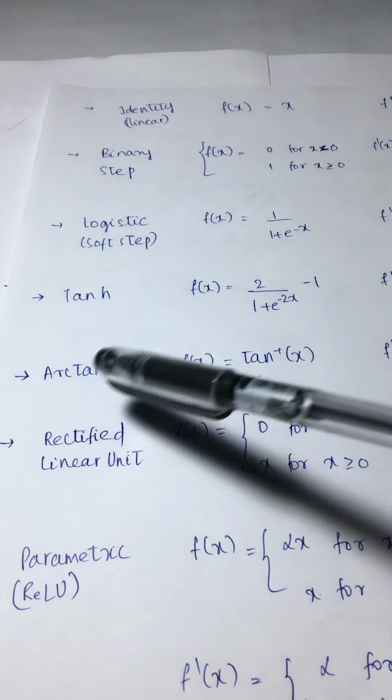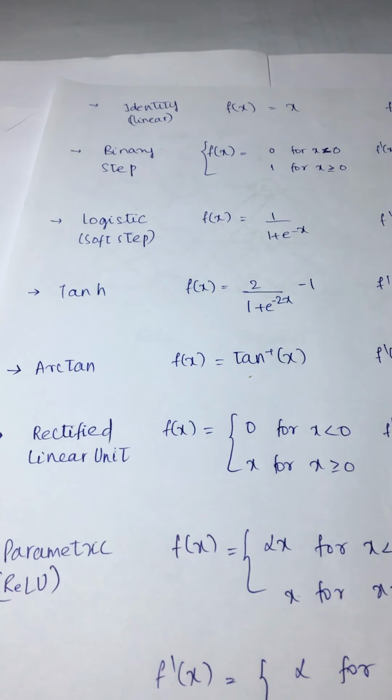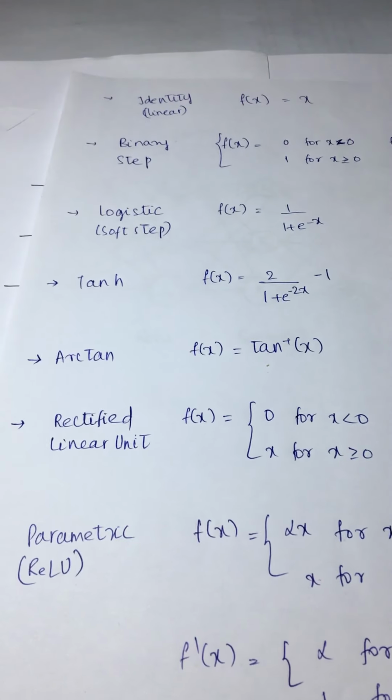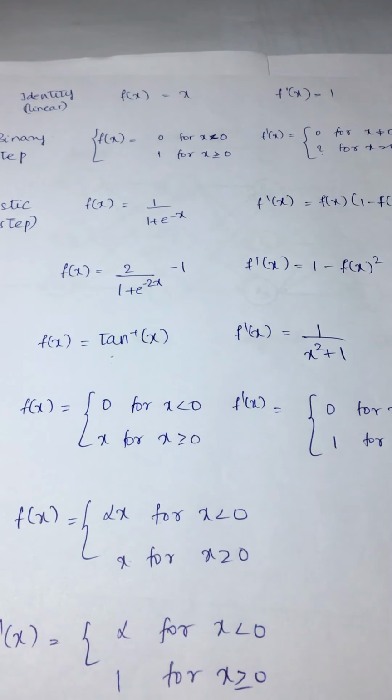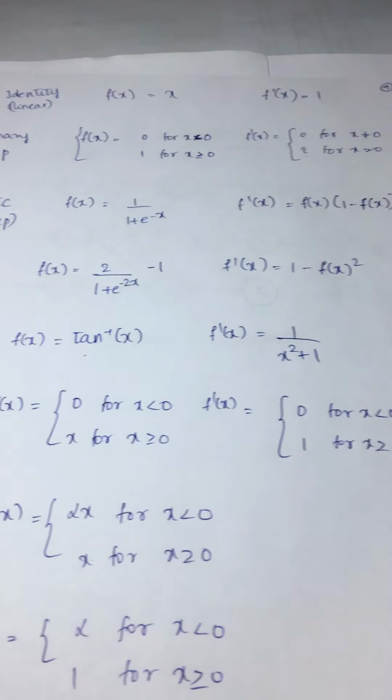Next, this is the arctan function. This is the formula for the arctan function, and this is the derivative. Next is your ReLU, or rectified linear unit. This is the particular formula for ReLU, and this is the derivative of it.